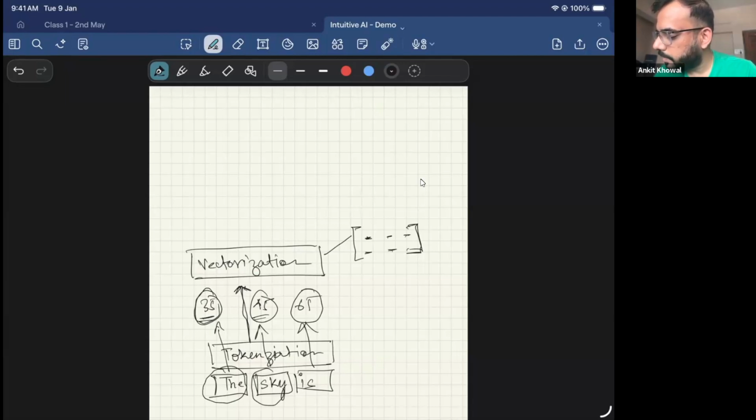So each word will be converted into a matrix. Okay, M1, M2, something like that. So this is called vectorization. In my demo class, I'm not sure, Manoj, if you were able to attend, but I had covered this in very much detail. I will do it again also.